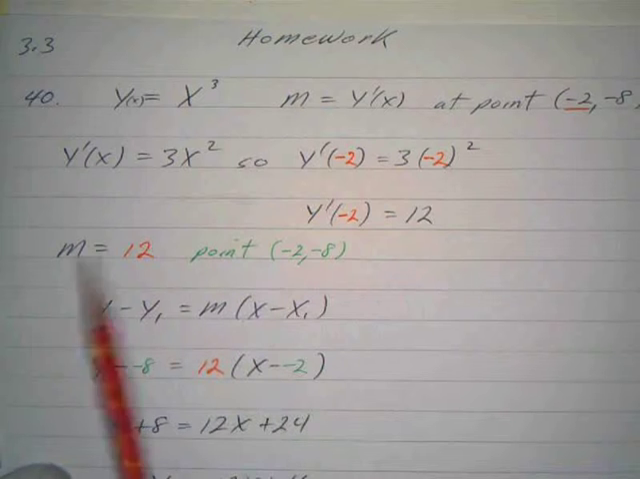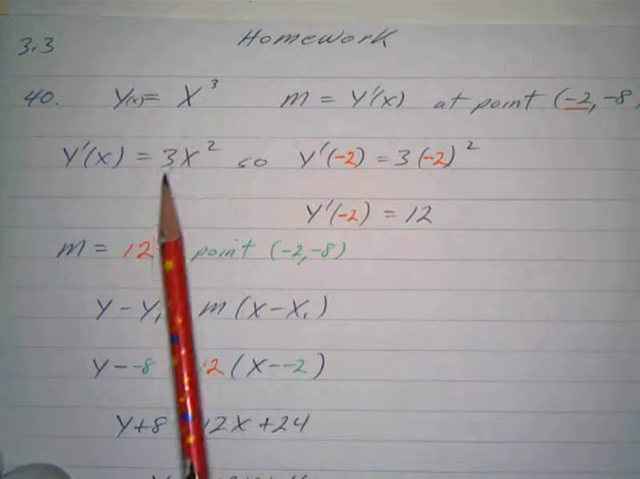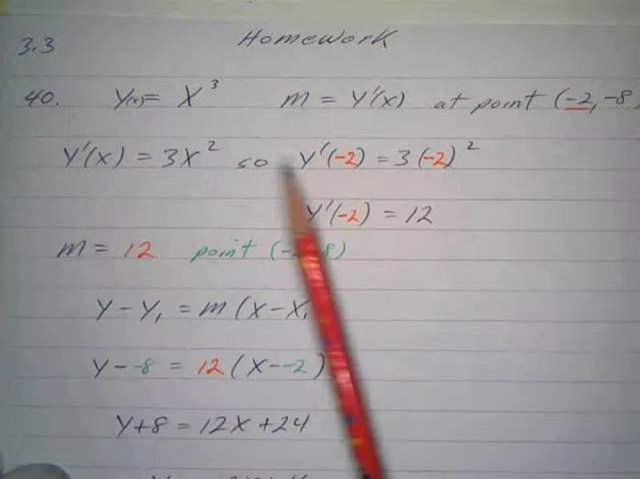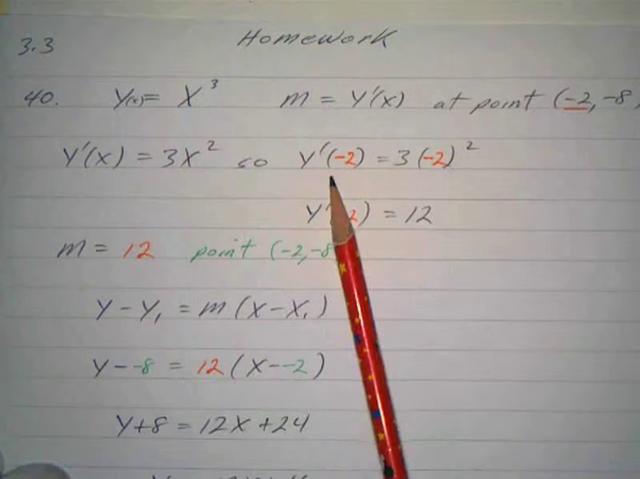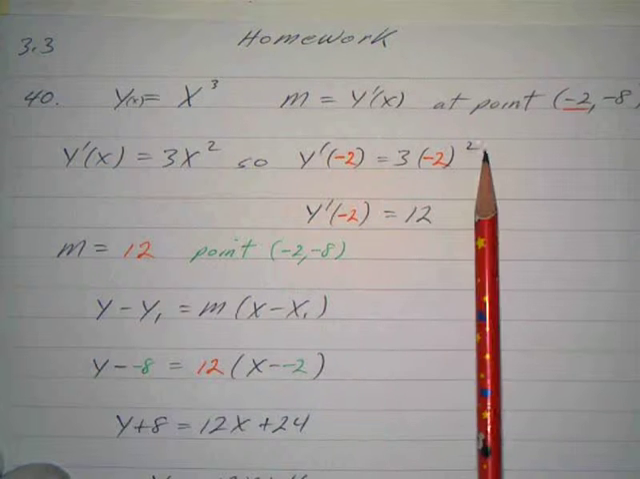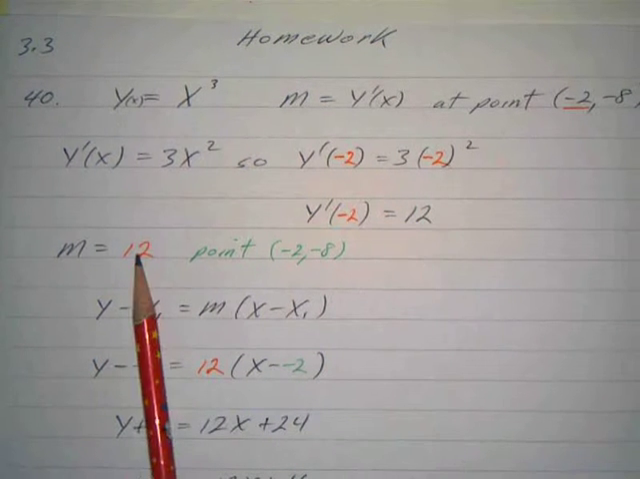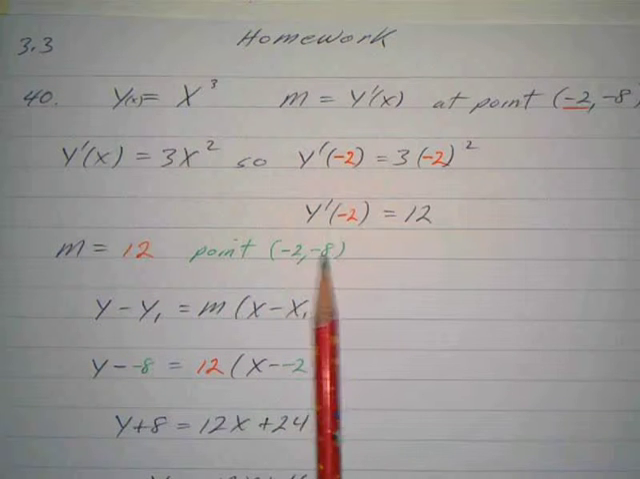So we can find the slope by taking the derivative, and we'll just straight ahead use the power rule. So we get 3x squared, so y prime of x equals 3x squared. So the slope at x equals -2, I just substitute -2 in here. And 3 times -2 squared, which is 3 times 4, which is 12. So my slope is 12, and the point they already gave me was -2, -8.